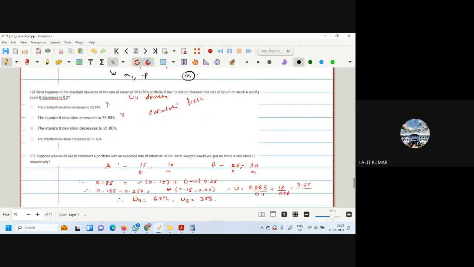Next question, what happens to the standard deviation of the rate of return of the 30 to 70% portfolio if the correlation between the rates of return decreases to 0.2? So straight away, without going into calculations, we know in the formula we had this 2 into all these values into correlation. So if your correlation is decreasing, this full value will decrease. So from here only we can give the answer. And to know the value, we put the formula and we come to know the answer.